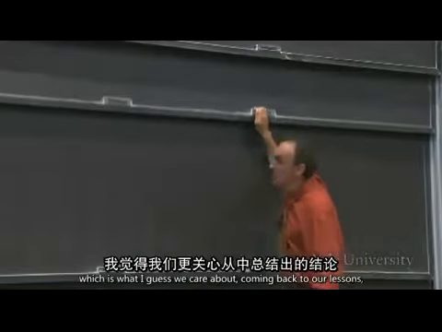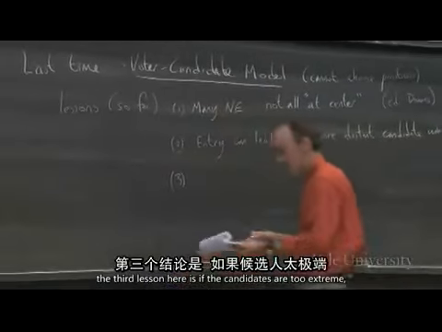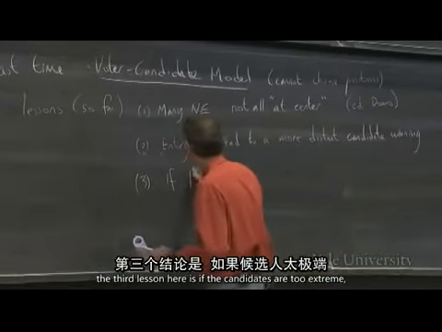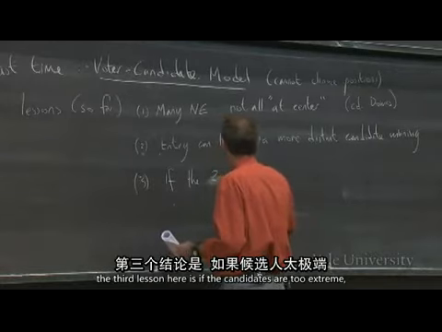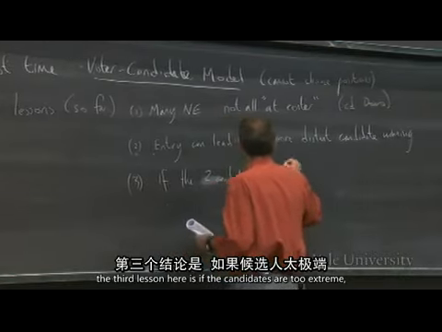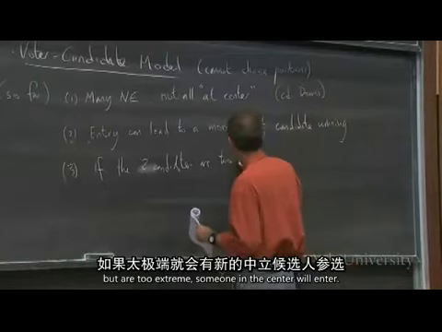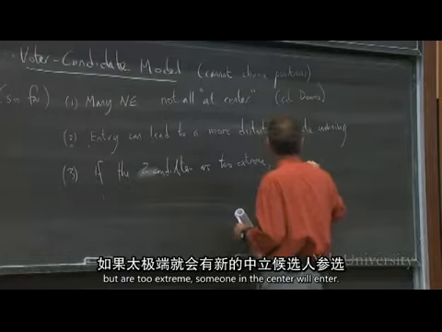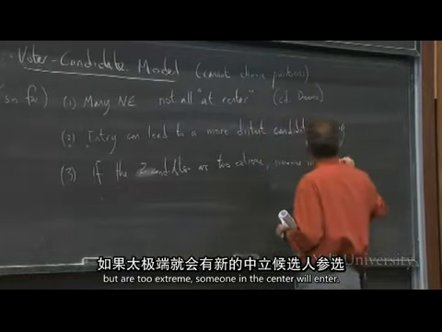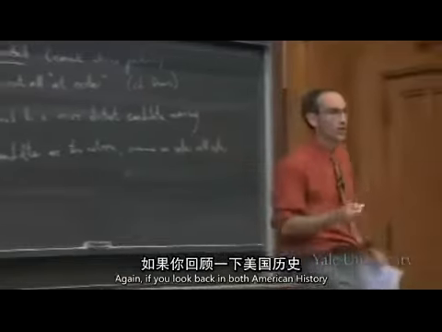But coming back to our lessons, which I guess is what we care about, the third lesson here is that if the two candidates are too extreme, where too extreme in this model meant less than 1/6 and more than 5/6, someone in the center will enter.